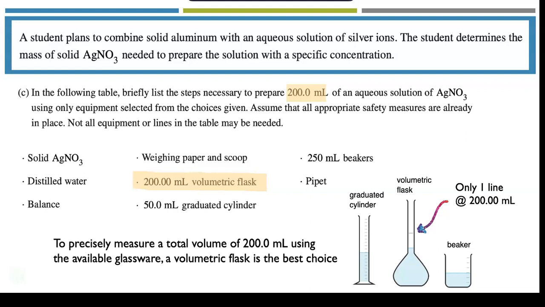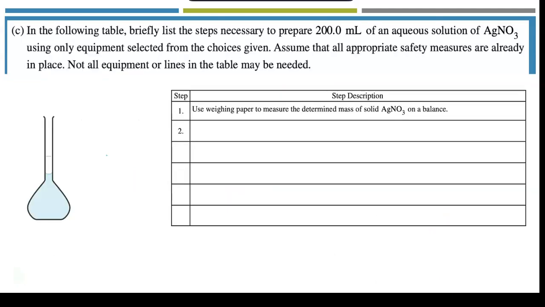So to prepare this solution with a total volume of 200.00 milliliters, with the available glassware, a volumetric flask is hands down the best choice. We need to make sure that's mentioned specifically in our answer to Part C. So step 1 is given to us. We're going to use weighing paper to measure the determined mass of the solid silver nitrate using a balance. What do we do next?